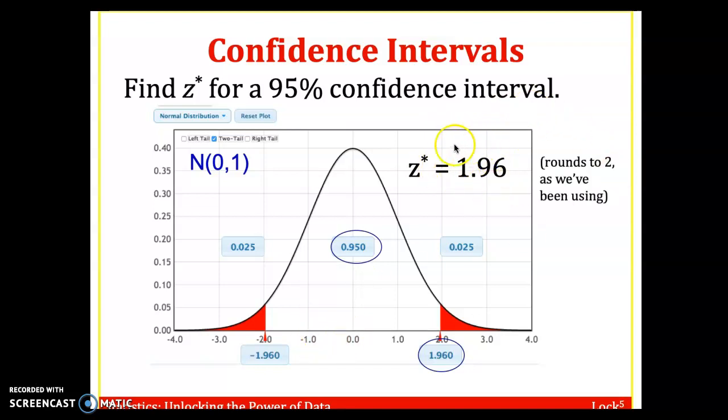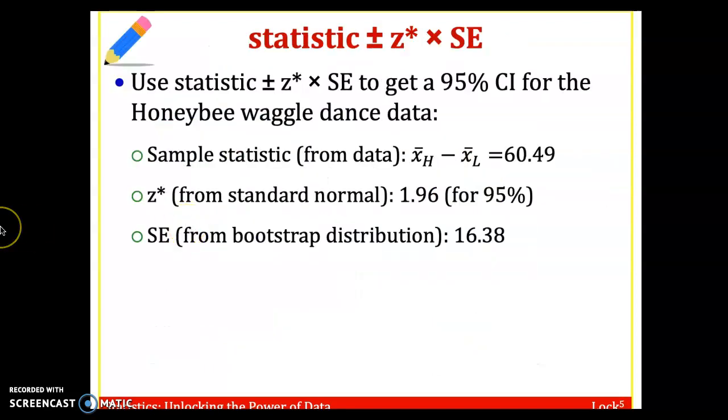And so what were you doing in Chapter 3? That 95% rule from Chapter 2 and 3 is just rounding this number to 2. So 1.96 is close to 2. So to do a 95% confidence interval in Chapter 5, we're going to be just slightly more precise and change that 2 to a 1.96. Let's go through an example.